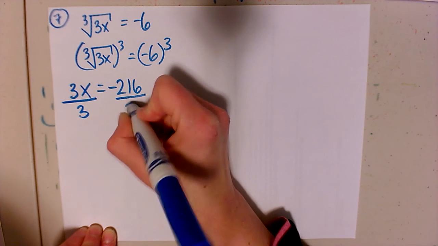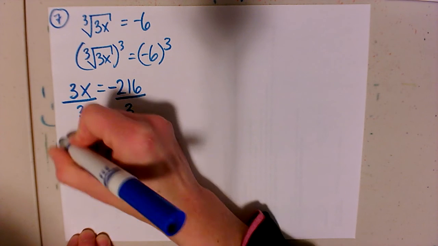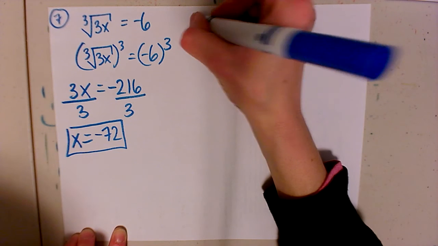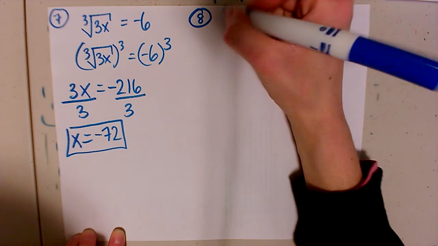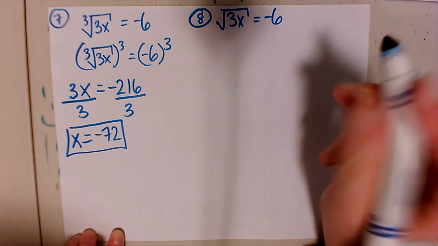So we'll divide both sides by 3, and x equals, let's see, 216 divided by 3, 72. So x is going to be negative 72. For number 8, we have the square root of 3x is negative 6.